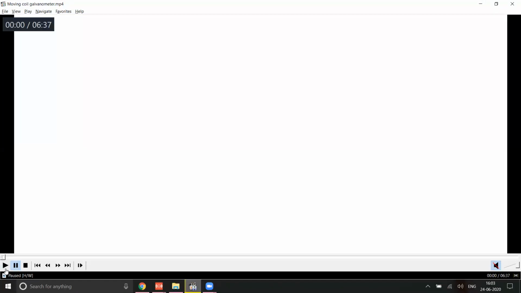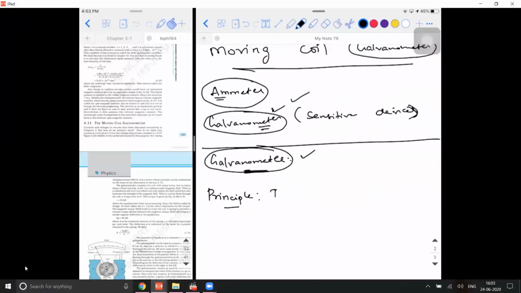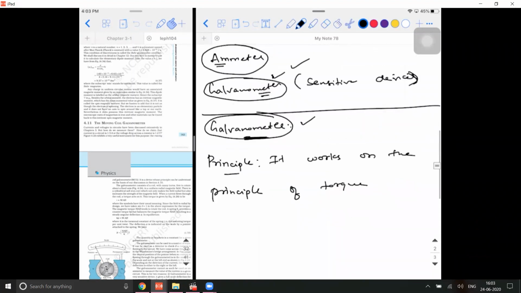Let's logically think one fact. I told you it works on the principle, so write it down. It works on the principle of torque. Who will experience the torque? The pointer. The pointer is connected to a loop. It is a current carrying loop.